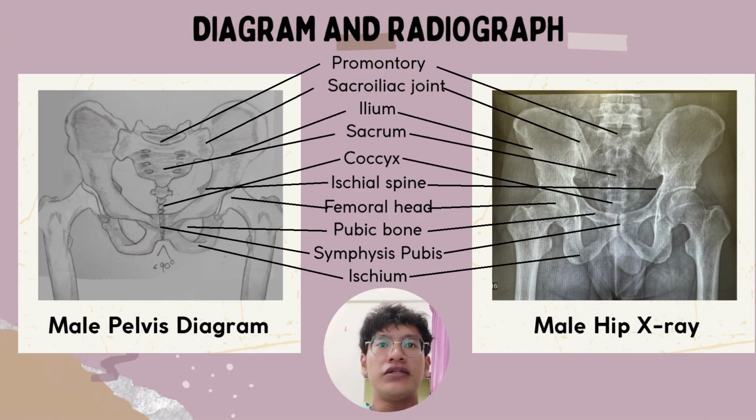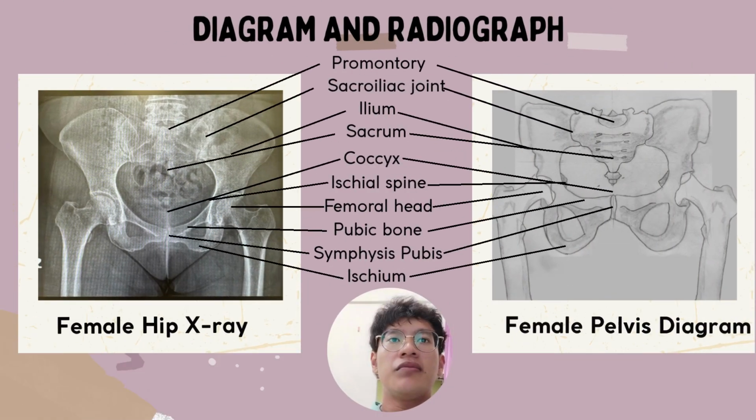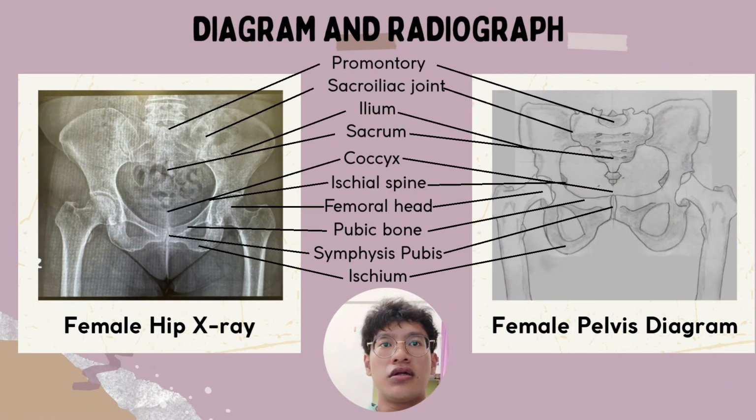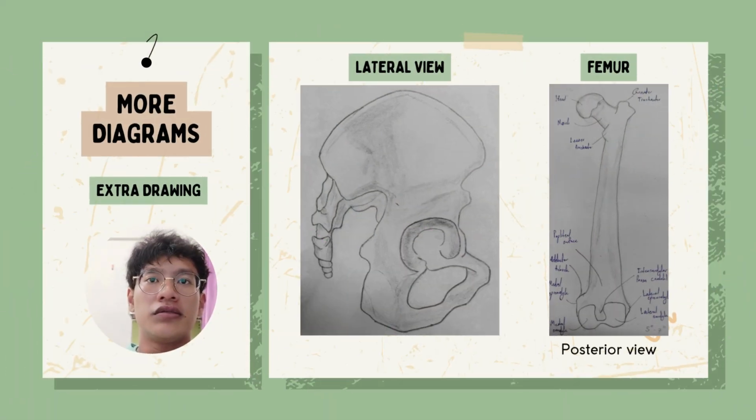A drawing of the male pelvis compared to a radiograph of the male pelvis. These are the labeling of the important anatomical structures of the male. This is the female pelvis's drawing compared to the radiograph of the female pelvis. Again, these are the important anatomical structures of the female pelvis. These are some extra drawings made of the pelvis in lateral view and also the femur from the posterior view.